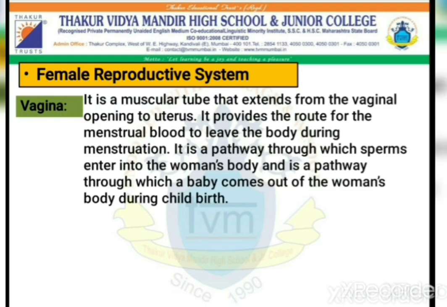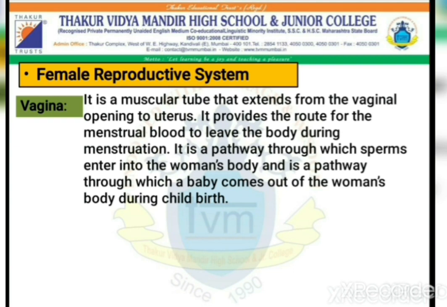The vagina is a muscular tube that extends from the vaginal opening to the uterus. It provides the route for the menstrual blood to leave the body during menstruation. It is a pathway through which the sperm enters into the woman's body, and it's a pathway through which a baby comes out of the mother's womb during the birth of the child. So those are the main important functions of the vagina.